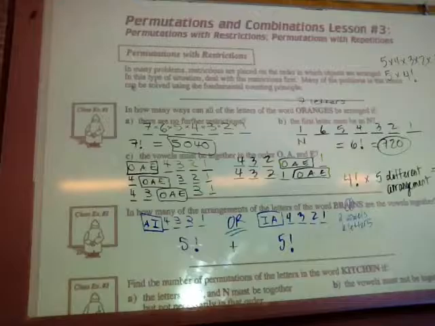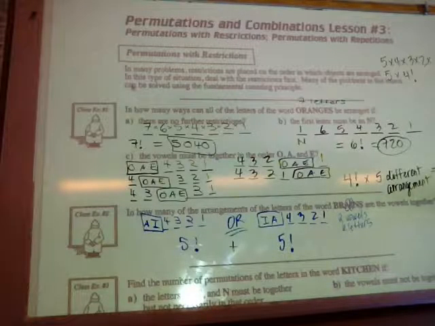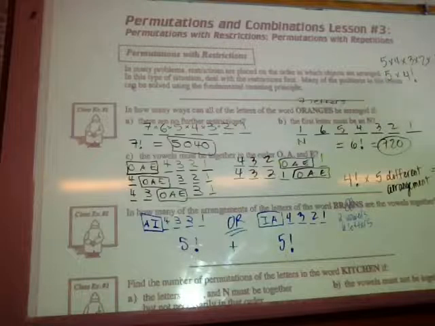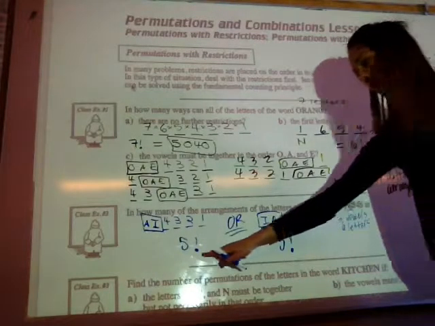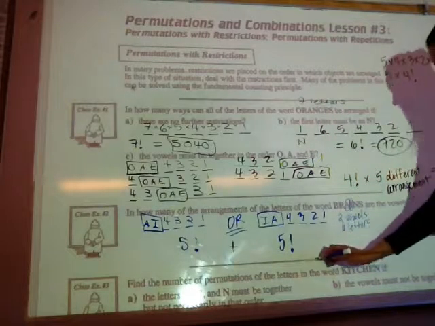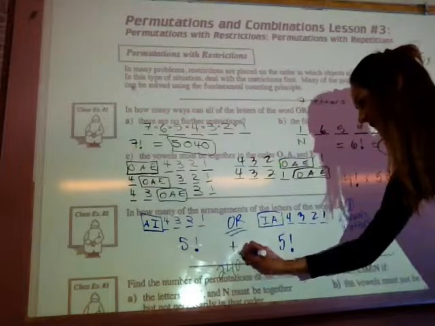So we have 5 factorial plus 5 factorial. Sorry, we didn't actually calculate 5 factorial. It's 120, right? So we have 120 plus 120, which gives us 240.